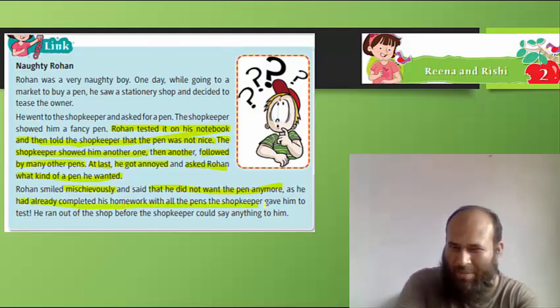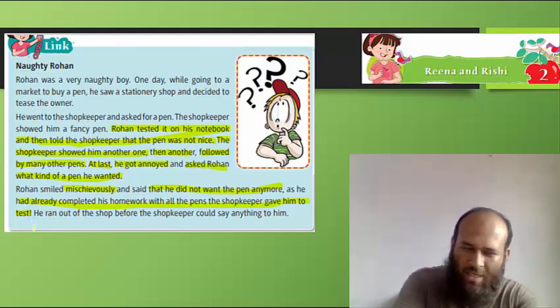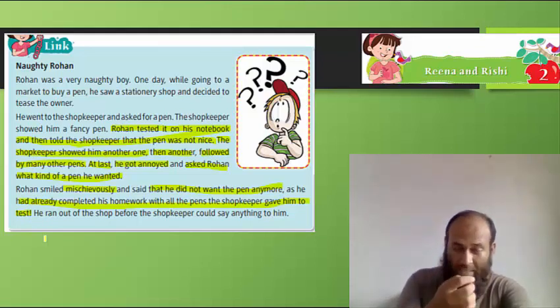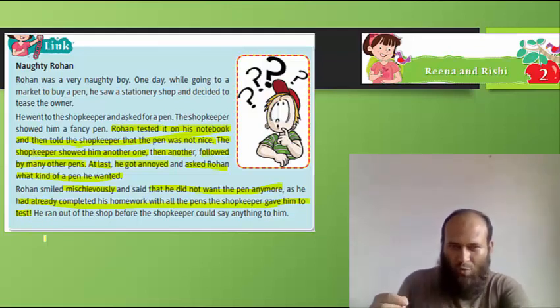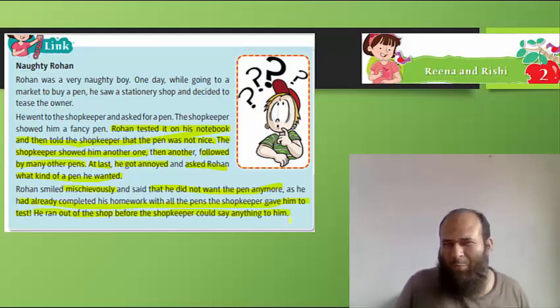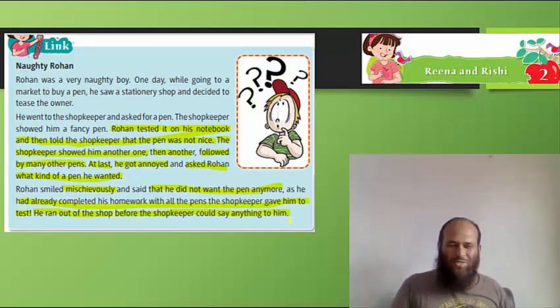So did he buy a pen? No, he did not buy a pen. How did he complete the homework? Every time he used to take a new pen, he wrote a few words with it and then changed the pen again and again. Like this, he completed his homework. He ran out of the shop before the shopkeeper could say anything to him. So how mischievous that kid was.